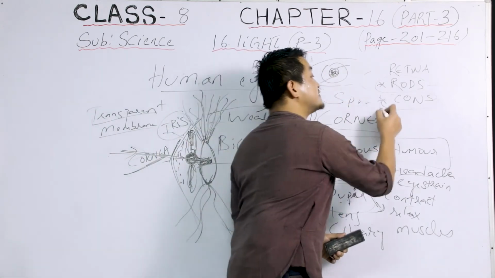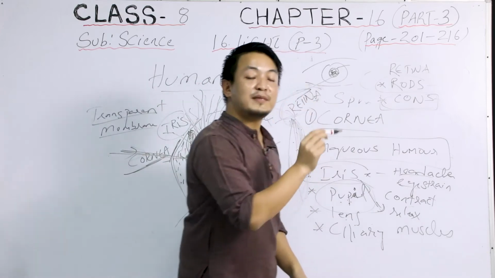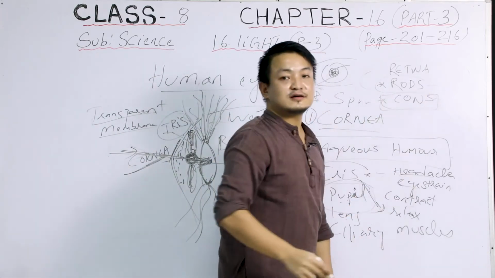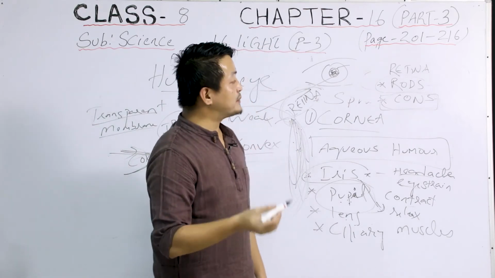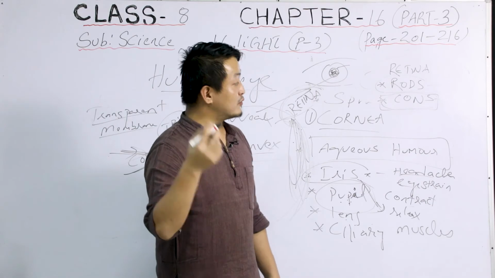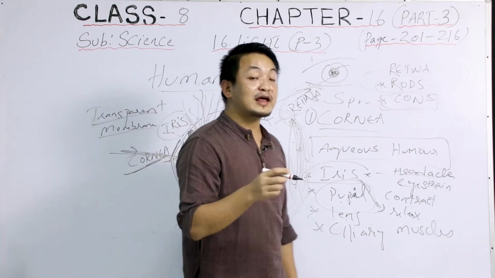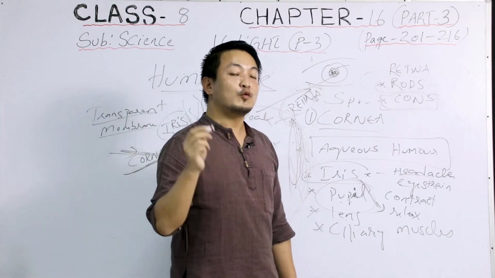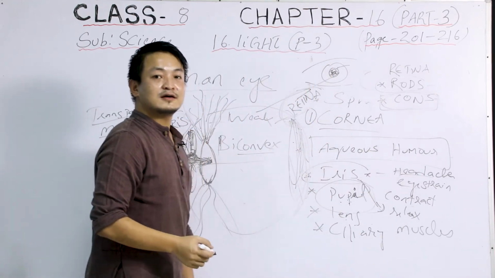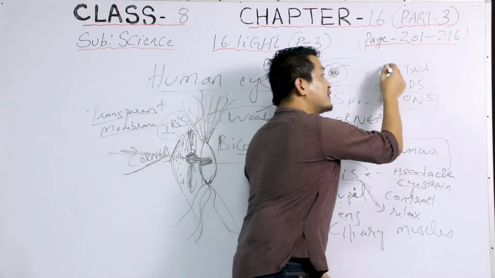Now, if you don't have these cones, or if your cones are damaged, then you will not be able to differentiate between colors. Clear? Some people are born colorblind. Why? Because they are not able to differentiate between colors, because they don't have these cones inside the retina. So this retina is very important.